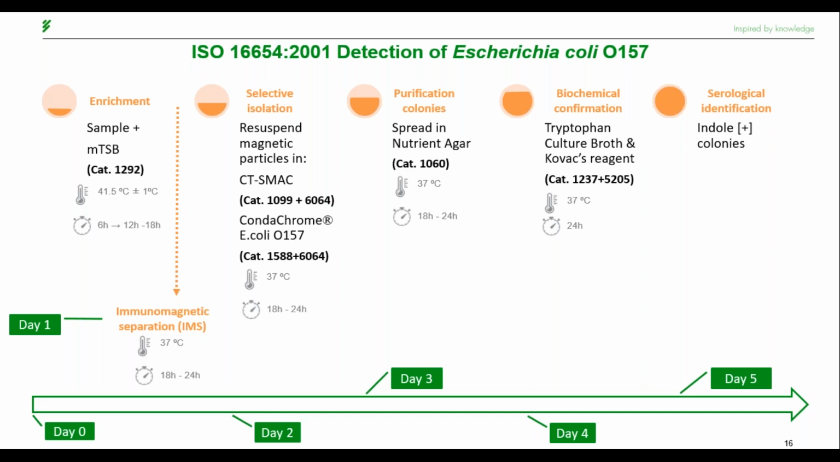Afterwards, inoculate only one colony into a tube of tryptophan culture broth, incubate at 37 degrees Celsius for 24 hours. Then add 1 milliliter of Kovacs reagent for the biochemical confirmation. And lastly, for the serological identification, you should only examine the indole-positive colonies, the ones with formation of a red color, for their serological reaction with antiserum to E. coli O157. With this slide, the webinar ends.